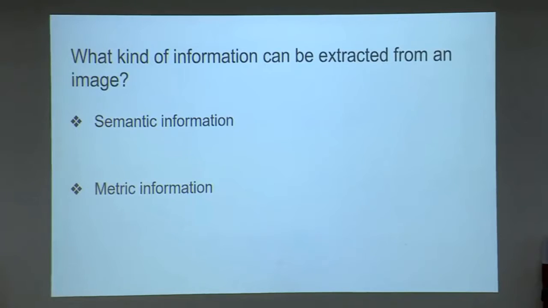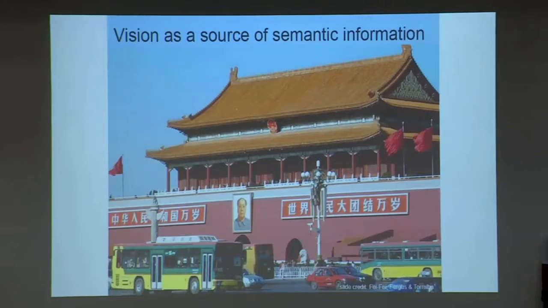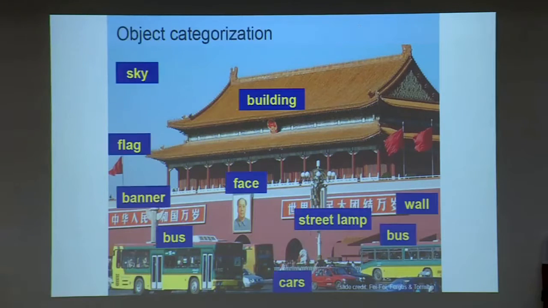Semantic basically means, for example, if you look at this image, what do we see in this image? Generally this is how we see it. We see sky, we see building, portrait, and cars, buses, banners, street lamps. When we see it, this is how we interpret it. So this is object categorization, saying that this image is made up of these objects. So this is a semantic task, making sense out of the image.